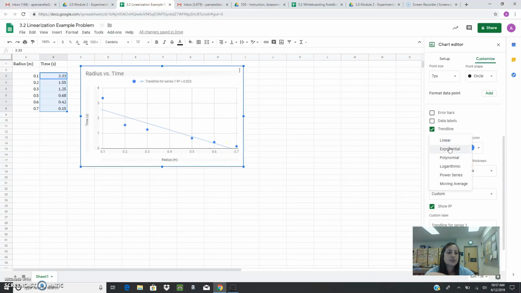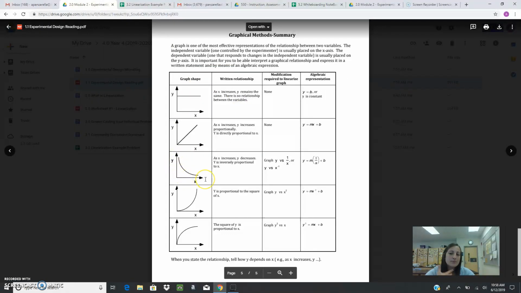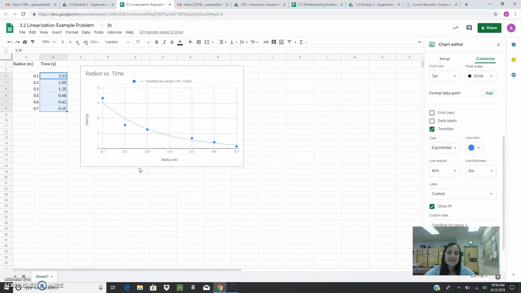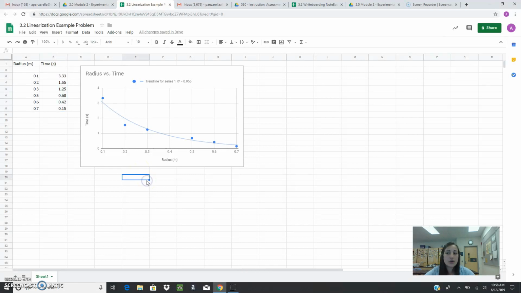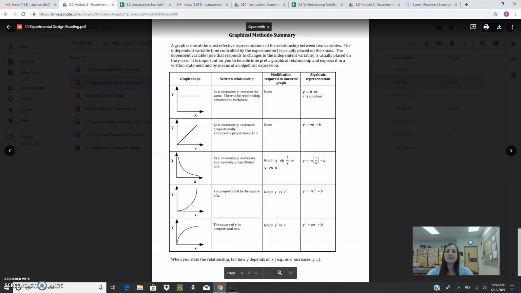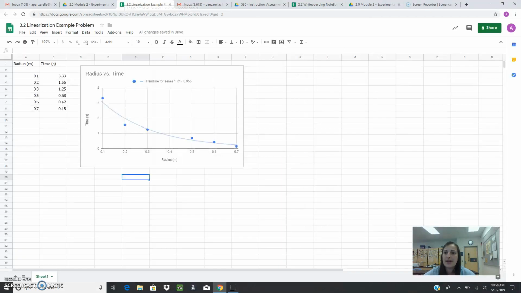So let's go ahead and change it to exponential. And I see that I have a 95% confidence interval, which is what we want, or polynomial, which is only 93%. So clearly this is going to be an exponential function. But what we would call it, and if I take a look at this chart, it's more so an inverse relationship. That's what we would say. So knowing that this is an inverse relationship, I now know that I have to linearize. So this chart tells me that in order to linearize an inverse relationship, I need to take all of my x values and do 1 divided by x.